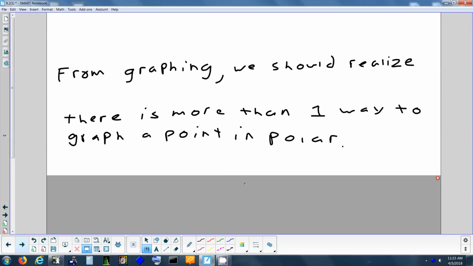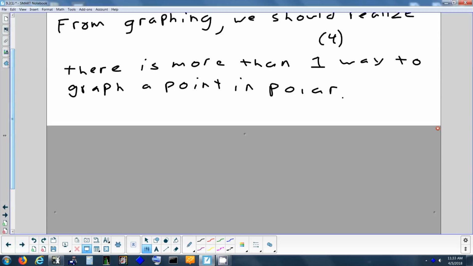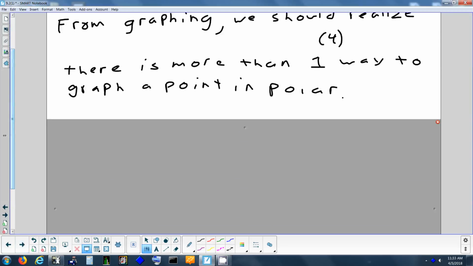Okay, so I already pointed this out to you. There's more than one way to write a coordinate in polar. How many ways did I show you there are? 4. It's 4 ways. So more than one, in parentheses, I'll put 4 different ways to graph a point in polar. Okay, so I'm going to give you a coordinate, and I'm just going to have you write it all 4 ways. Okay, just try it on your own.